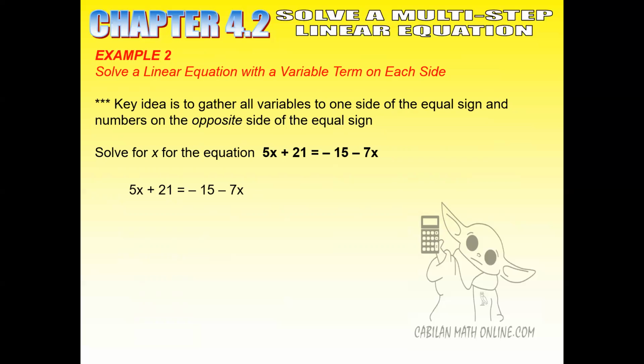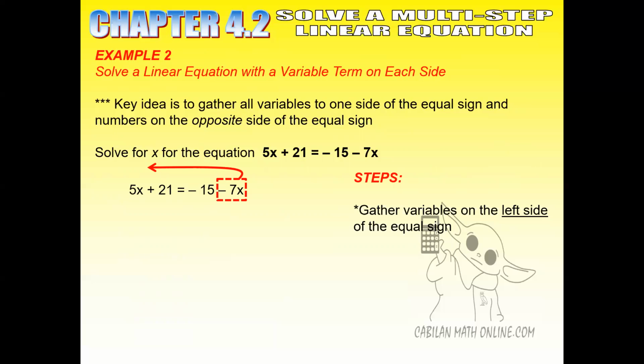Since I want all the letters on the left side, that 5x on the left side stays exactly where it is. In our first step, we want to take the negative 7x and move it to the left side. When it does, it becomes positive and it adds itself to the 5x that's already there. So that's the first step.